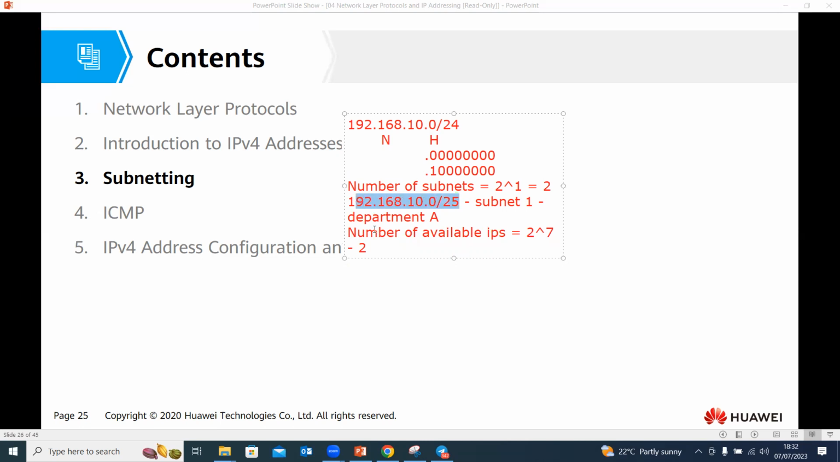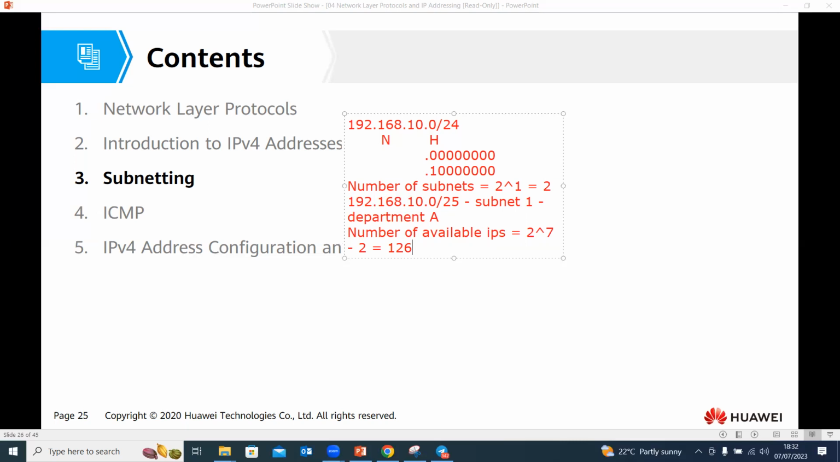And the broadcast address. So meaning 2 power 7 is what? 2 power 7 is 128. Now minus 2, meaning we shall have 126. Are you getting the point, guys? 126. Yes. Those are the number of available IP addresses.